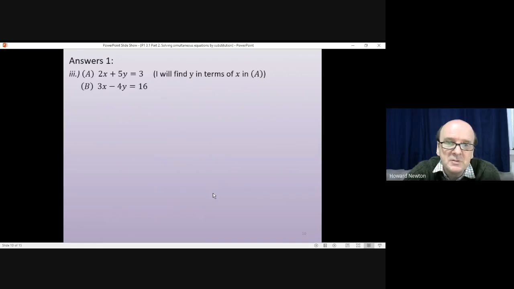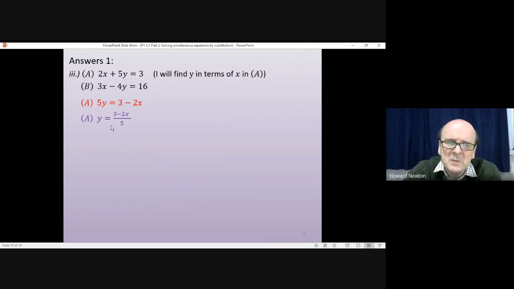Okay, the third question. It's quite a lot more difficult because we don't have 1x or 1y in either equation. Now, what I will choose to do is find y in terms of x using the first equation, but there are many ways that you could do this. So going back to equation A, I'll get the 5y on its own first of all, moving the 2x to the other side. So 5y is 3 minus 2x, and then I'm going to have to divide by 5. So that'll give me y equals 3 minus 2x, all divided by 5.